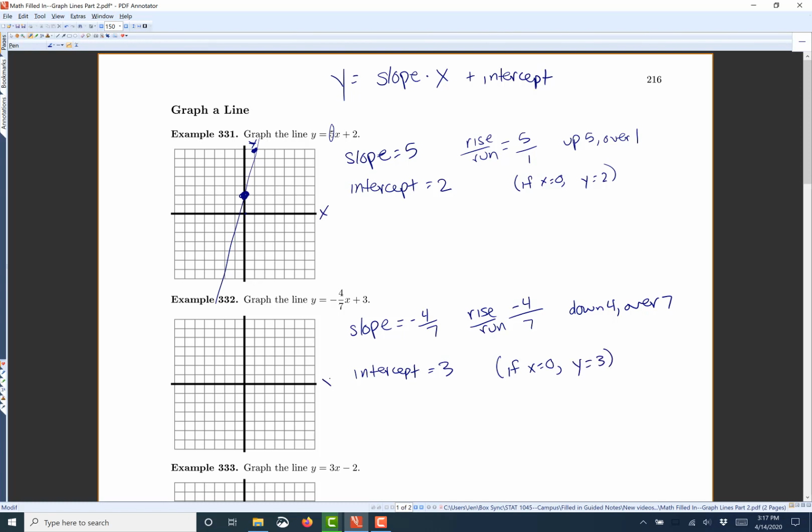So label your axes, x and y. If x equals 0, y equals 1, 2, 3. So here's my starting point, and then I need to go down 4 over 7. 1, 2, 3, 4, 5, 6, 7. So here are my 2 points. Draw the straightest line you can through 2 points.